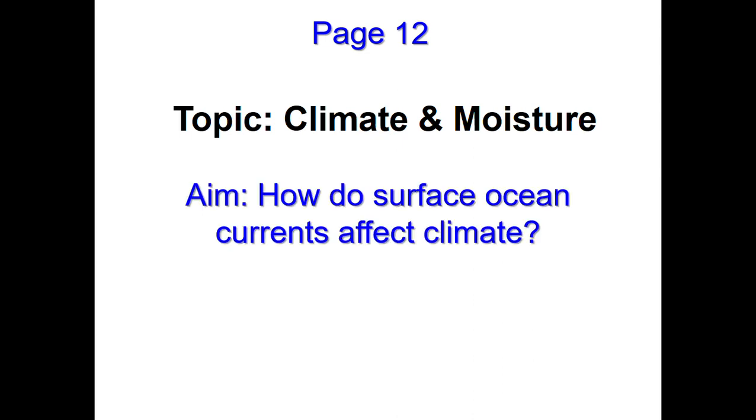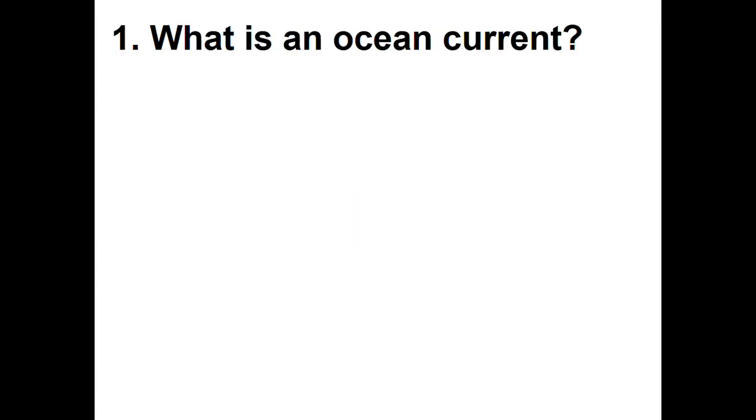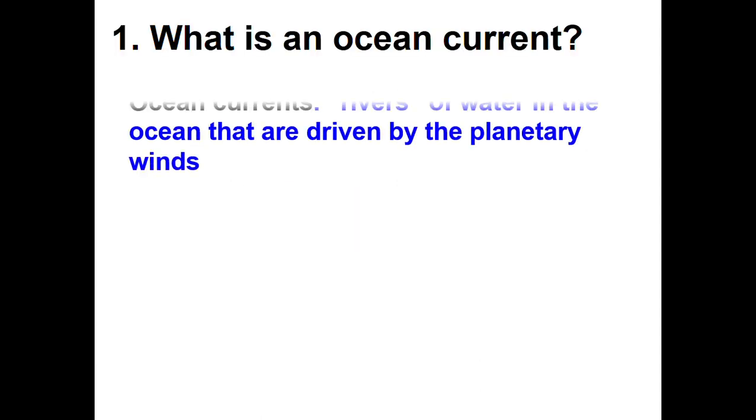Surface ocean currents. There is actually an entire page of your reference table dedicated to ocean currents. An ocean current is basically just a river of water in the ocean, which is driven by the planetary wind belts. The winds blow above on the surface, and they eventually cause the water to move. It's basically currents of water. We'll talk about it a little bit more in a minute.